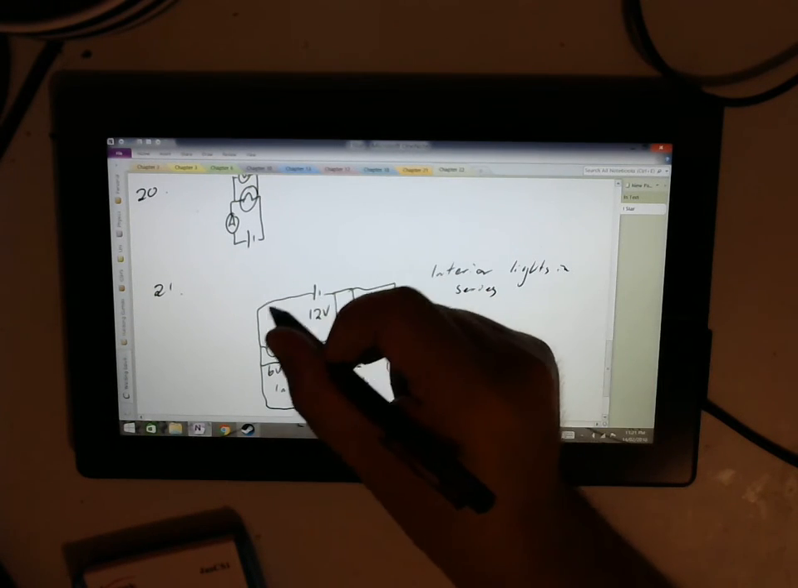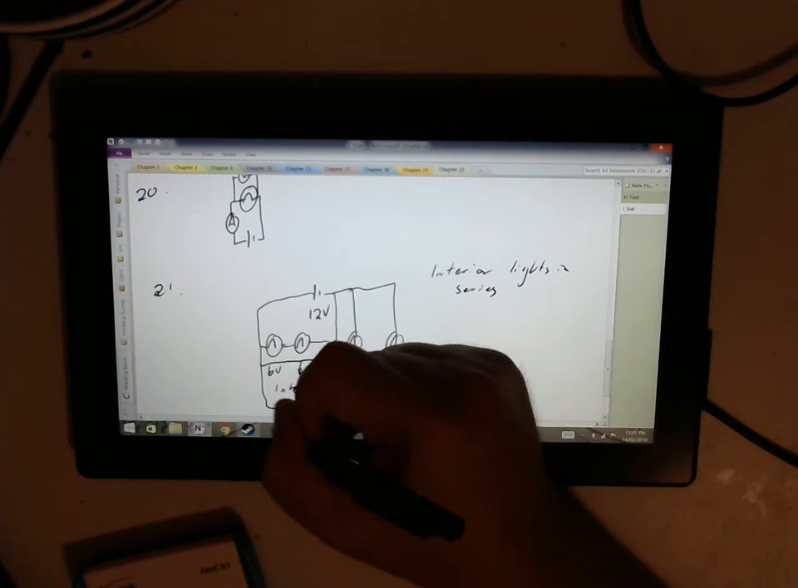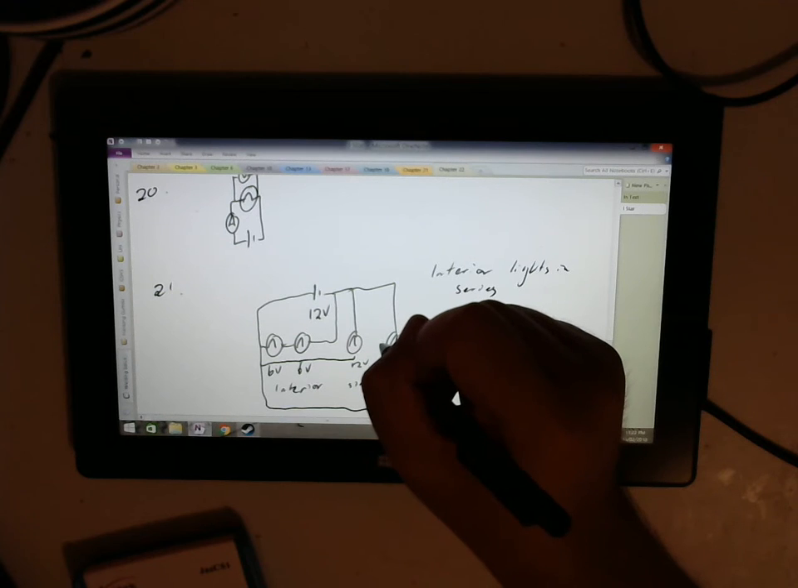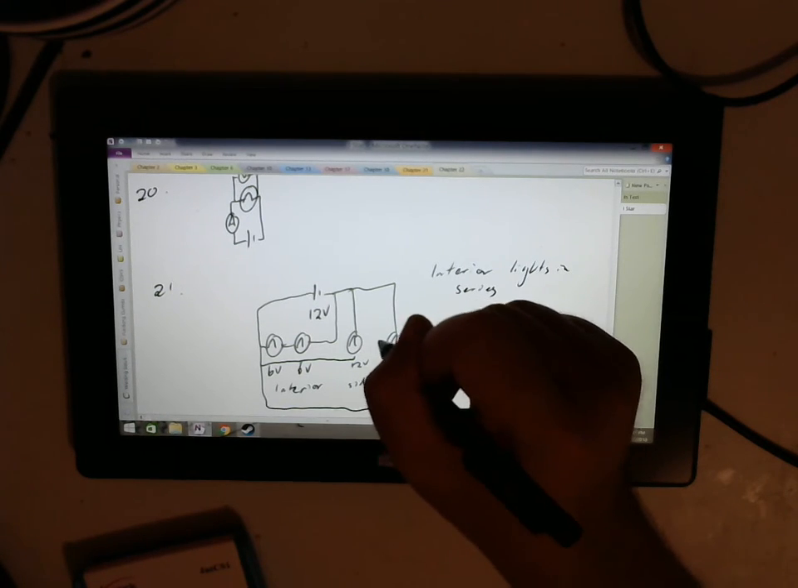Because it could go this path, this path, or this path. Okay? We couldn't put these in series. The bulbs would either be too dim or they wouldn't work at all. They have to be in parallel.